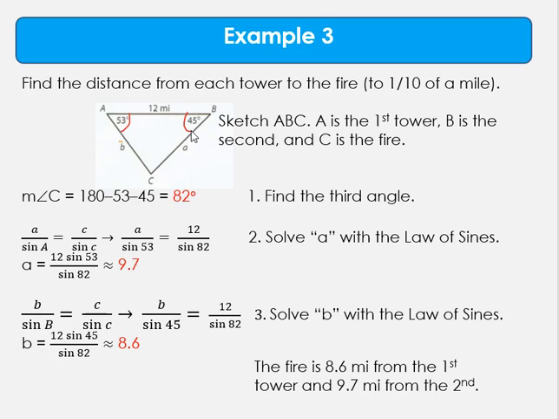So we're finding the distance from each tower to the fire. The fire is point C. So you sketch a triangle. A is the first tower, B is the second tower, and C is the fire. And let's find the third angle first. We do this by subtracting the other two angles from 180, and our third angle is 82 degrees.